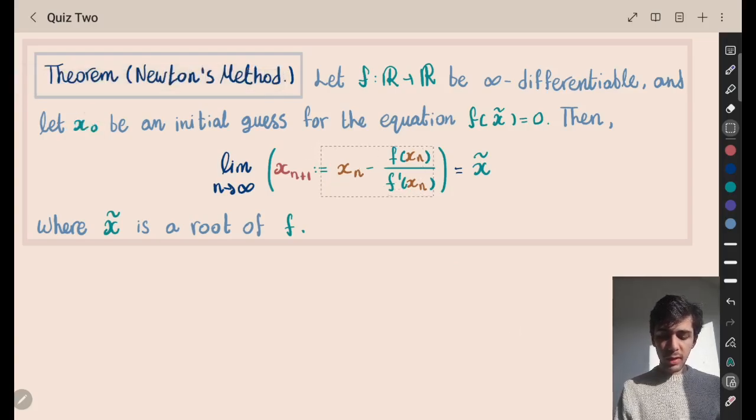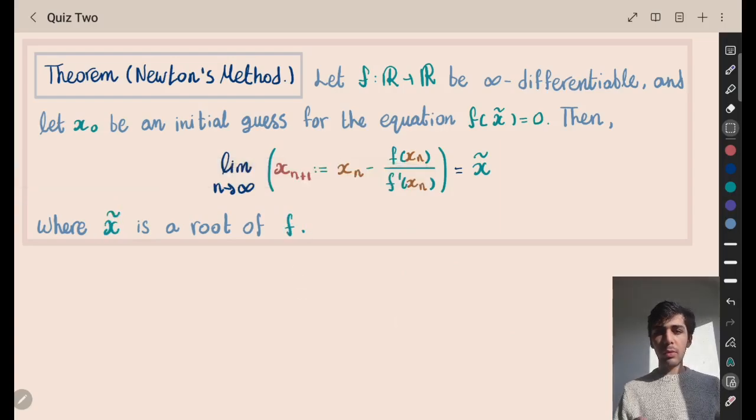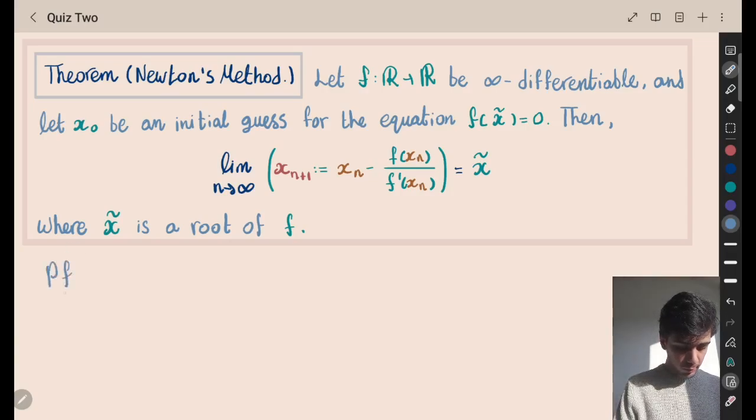Then this iterative scheme applied infinitely many times should lead us to a root of the function. It doesn't have to lead you to the root. It only needs to drive you towards one of them. So let's take a look at why this works.